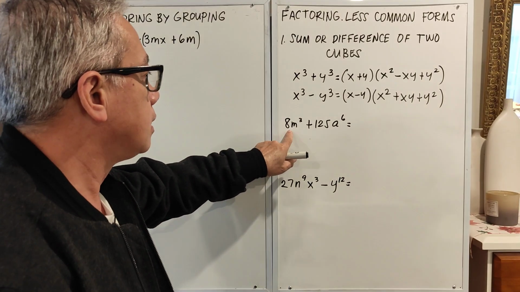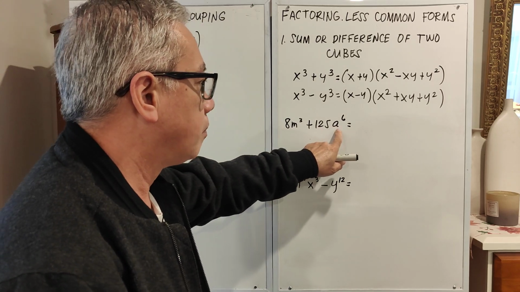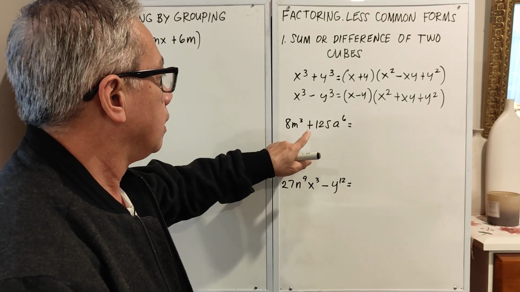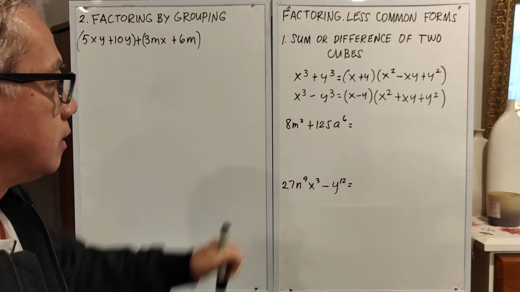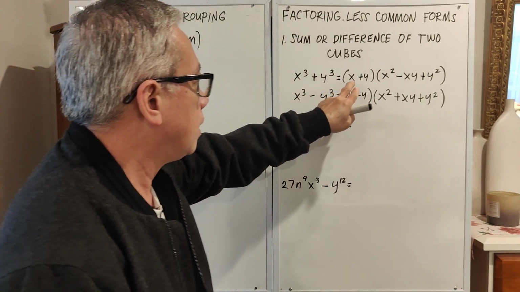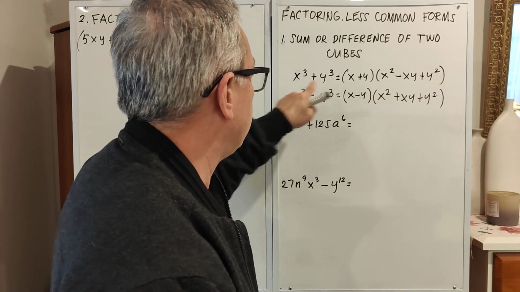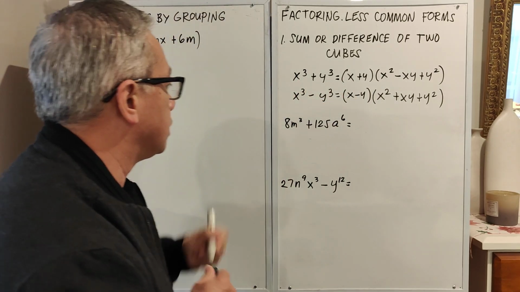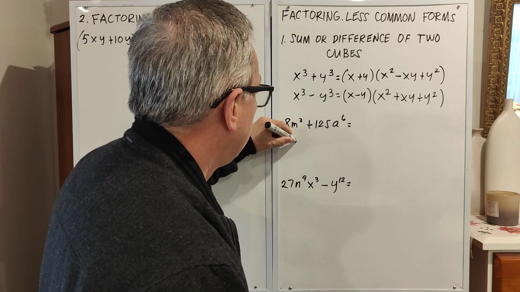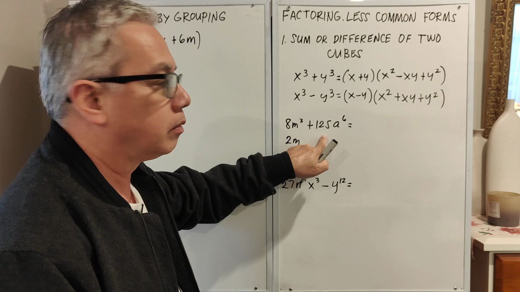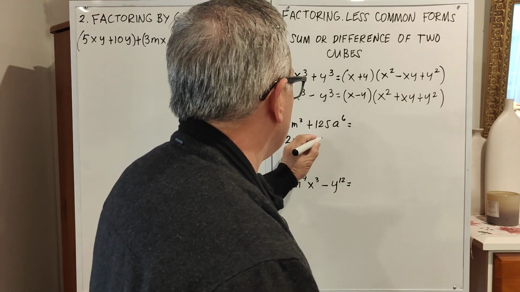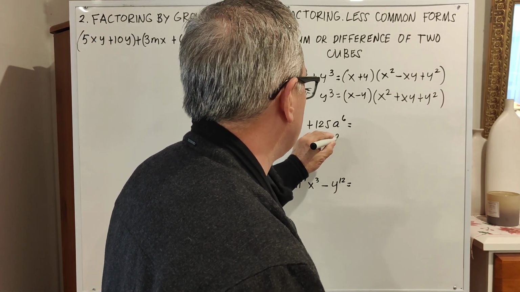An example is this one. This is a perfect cube. This is also a perfect cube, and it's a plus, so it falls under this category. So we can rewrite this following this format. This is the cube root of this one, so we get 2m. This is the cube root of this one, so we get 5a squared.